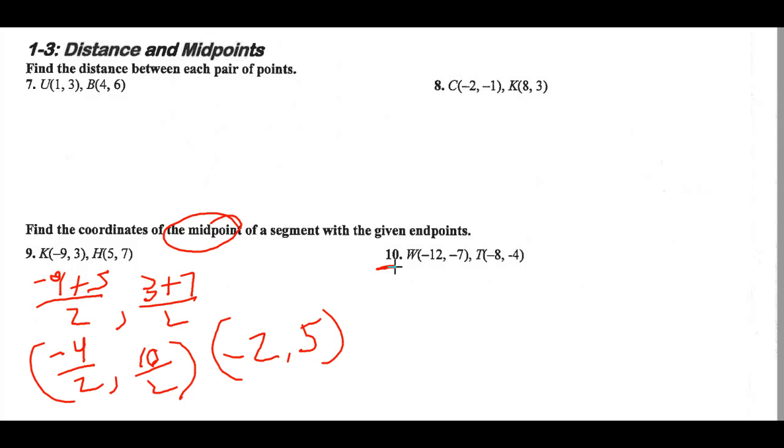Okay, number 10, if you did it correctly, you should get a decimal for one of them, but you should get -10 for your x. That is a 10. And then for your y, you're going to add -7 and -4, that's -11. Divide that by 2, you get -5.2.